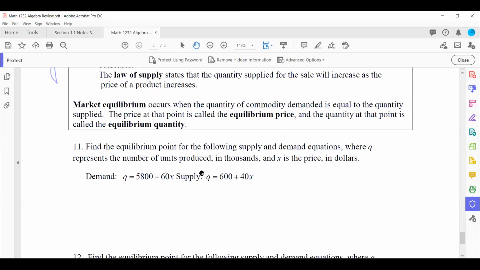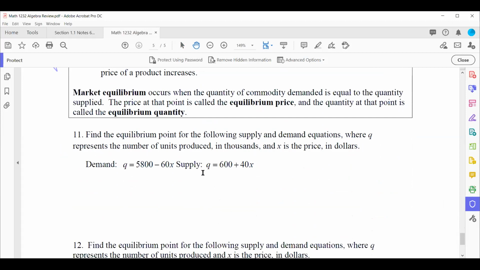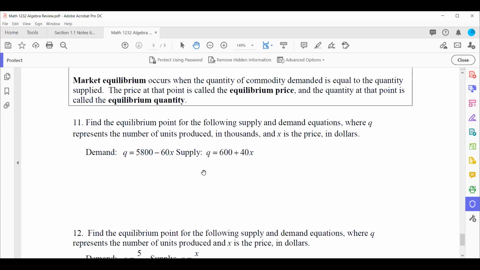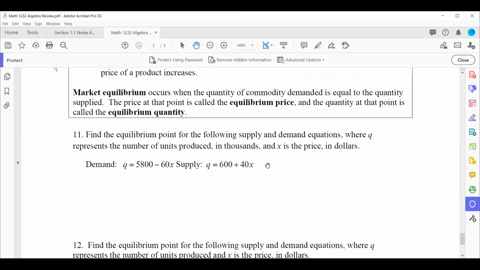So in the next example, we have, I'm not going to do that one. We have a demand function and a supply function. Q represents the number of units produced and x is the price. So keep that in mind. All right, find the equilibrium point. So again, we just set the supply and demand equal to each other.